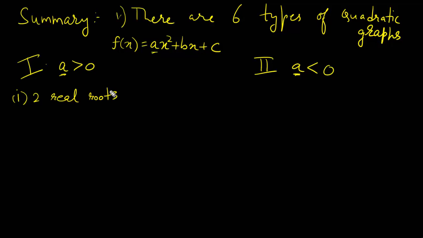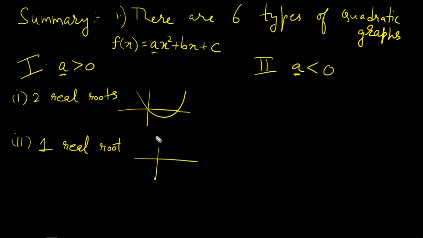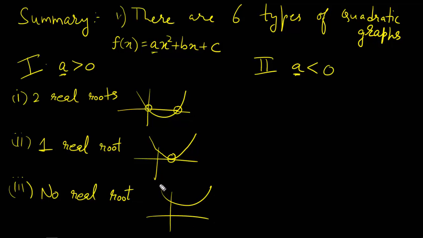The graph is something like this. Second case, one real root. Graph is something like this. This is only one intersection point. These are two intersection points. Number 3, no real root. Here the graph will not cross the x-axis.